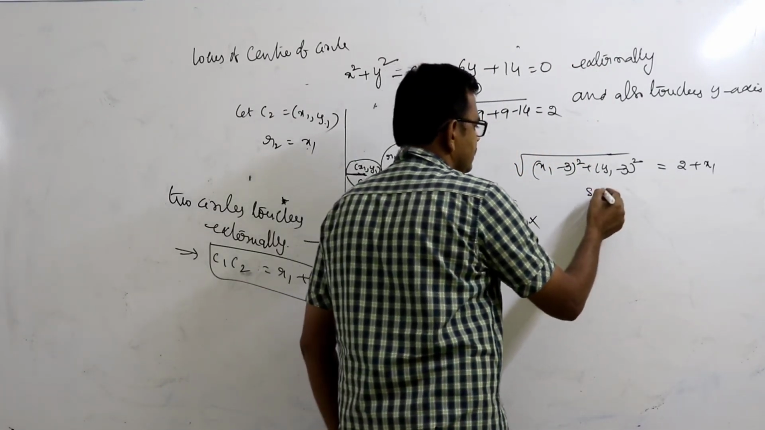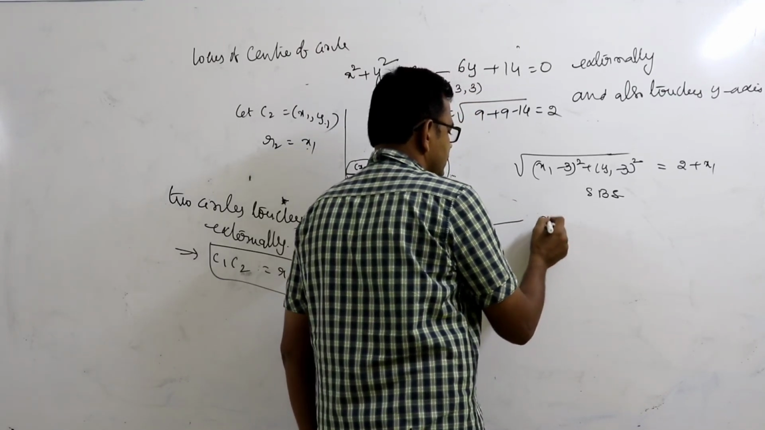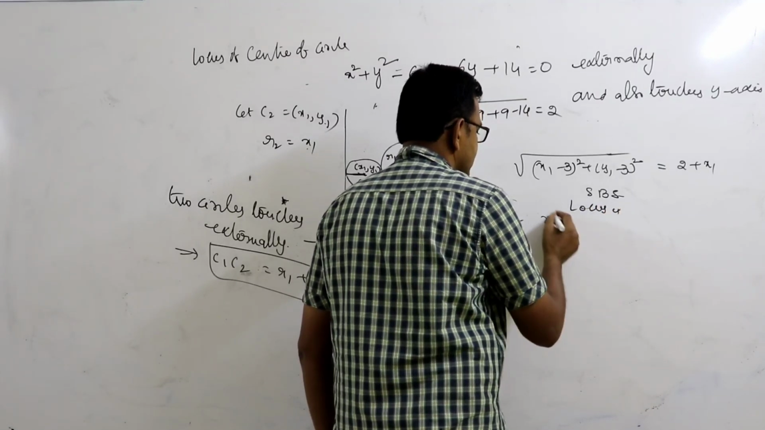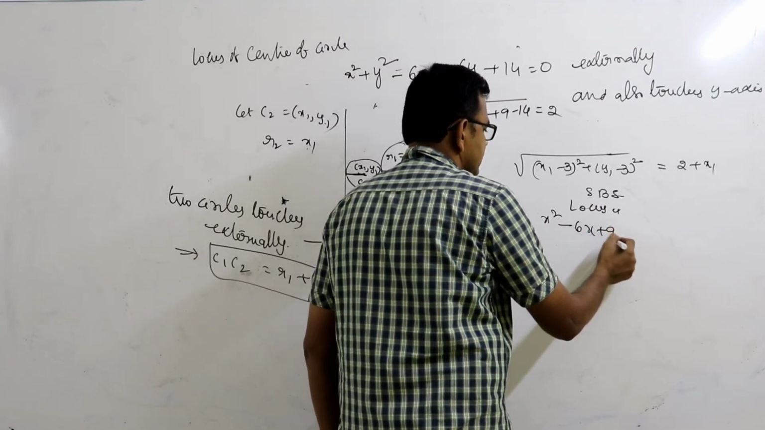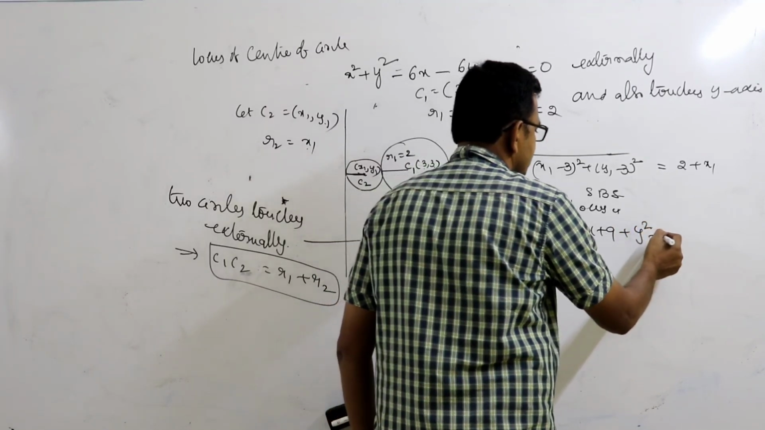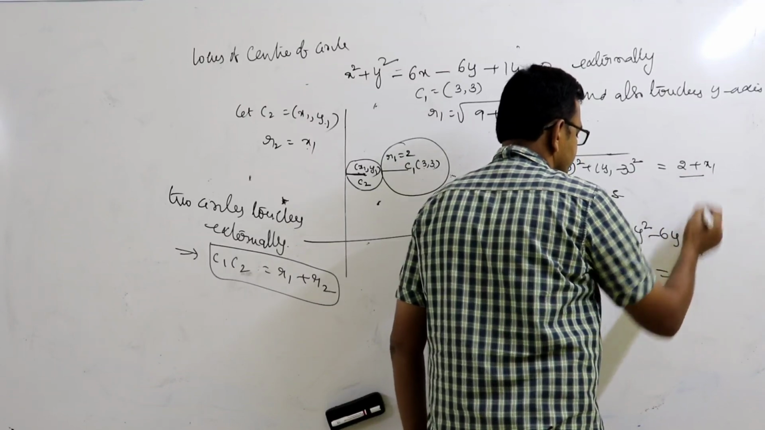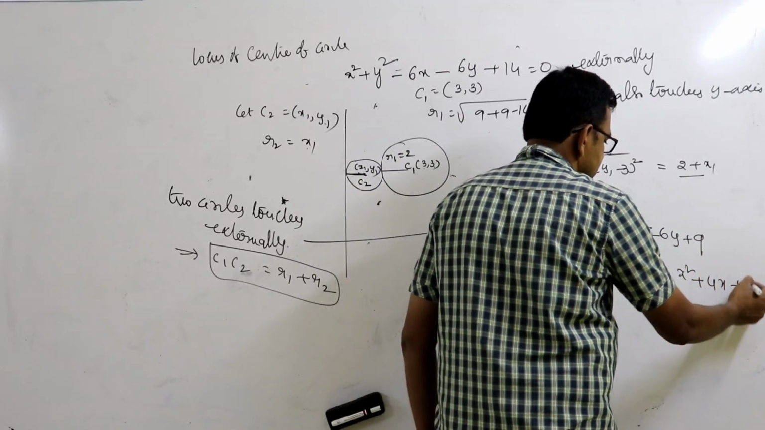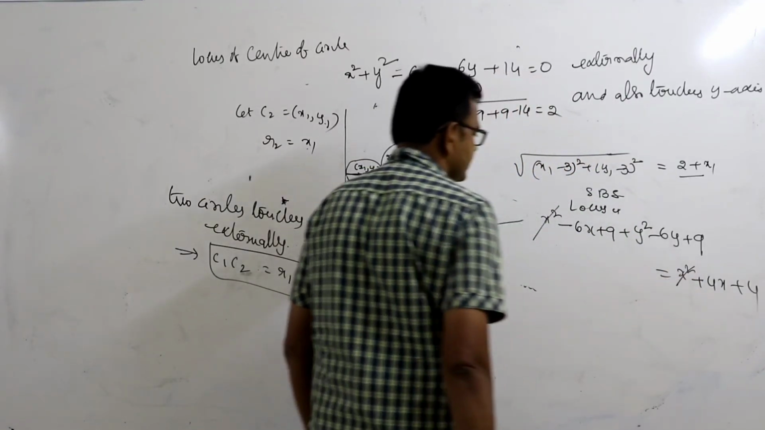Now squaring on both sides, the locus is x square minus 6x plus 9, y square minus 6y plus 9, is equal to x square plus 4x plus 4. So x square gets cancelled.